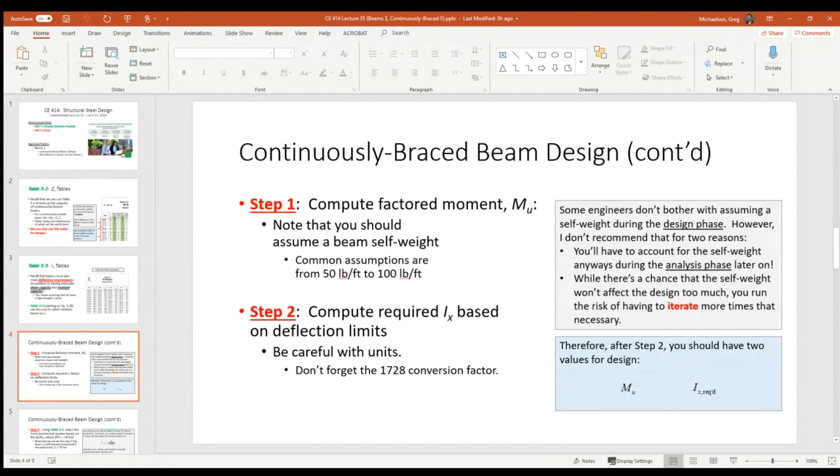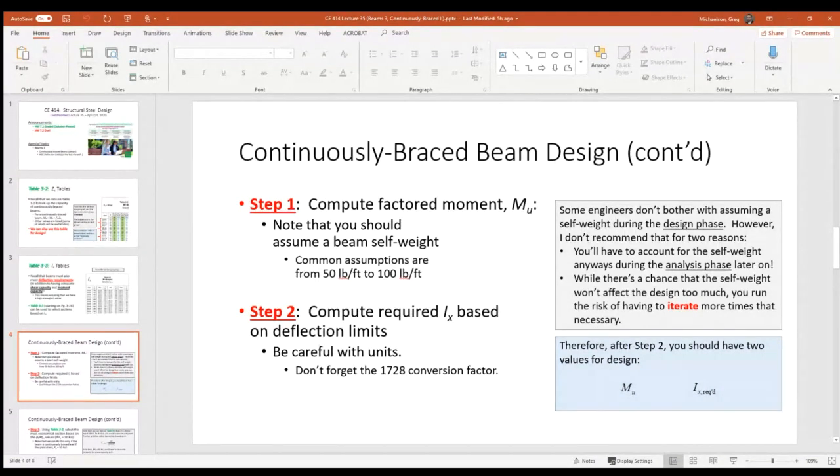Now, I want to talk a little bit about self-weight, okay? I say that you ought to assume a self-weight, and I think that common assumptions are somewhere between 50 pounds per foot and 100 pounds per foot. The better you get at steel design and the more steel design that you do, the better you are at making a guess. I'll tell you what to guess on a homework assignment and on an exam, but the more that you do this, the better you get at this.